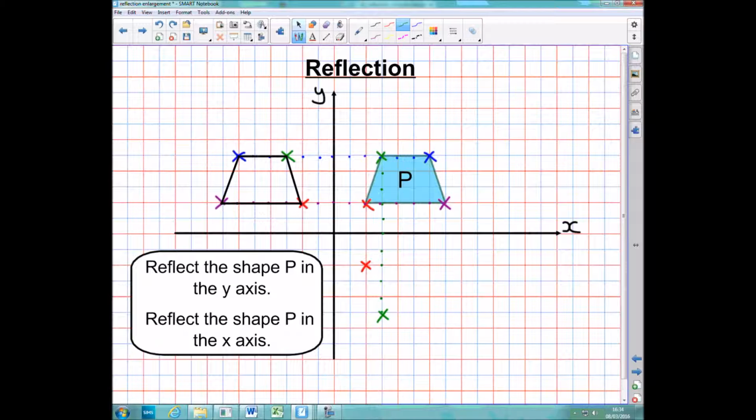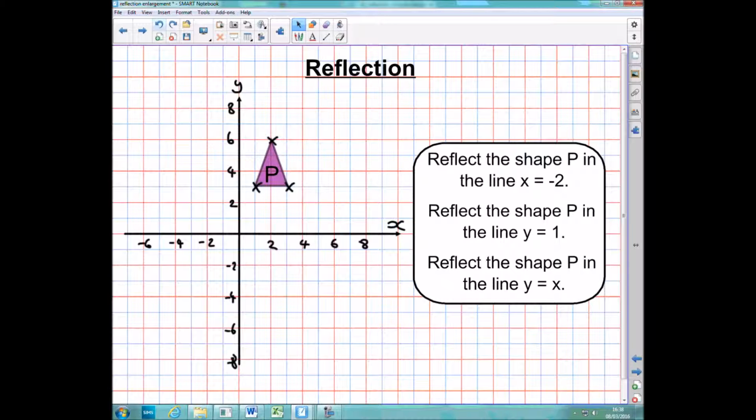Just to be careful. All right, the blue corner. 1, 2, 3, 4, 5. And finally, the purple corner is just 2 away, so again, I can do that by eye. So all I need to do now is connect all of those corners up with a straight line. And now I've reflected the shape P in the x-axis.